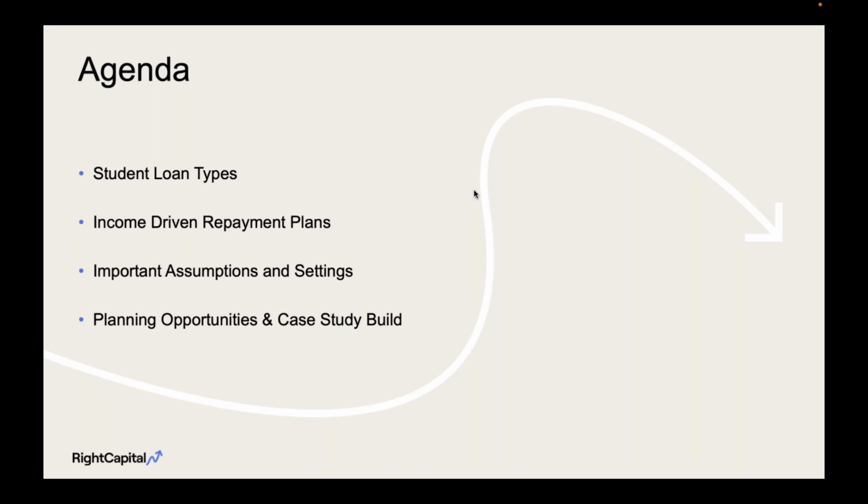We know there's some background information we want to help you contextualize there, but we also want to help you understand within Right Capital what the important settings and assumptions are that you should be aware of when dealing with student loan planning, and how you can go about helping clients see different planning opportunities that might be in front of them, and model, let's say, a case study to help them see the benefits that you can provide with your planning services. So our goal is to take this from start to finish. I have roughly around 35 minutes of content here for us, and so we'll dive in momentarily.